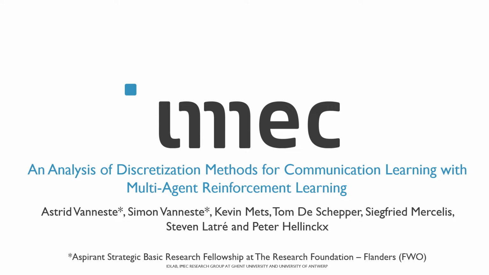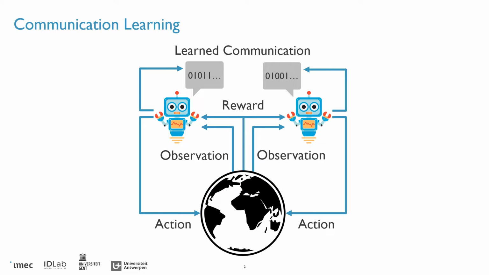Today I will be presenting the work of me and my colleagues on discretization methods for communication learning using multi-agent reinforcement learning. What we do in communication learning is that along with learning an action policy, each of the agents within our system also learns a communication policy. This communication policy is used by the agents to share information with each other and to discuss any possible strategies to achieve the goal.